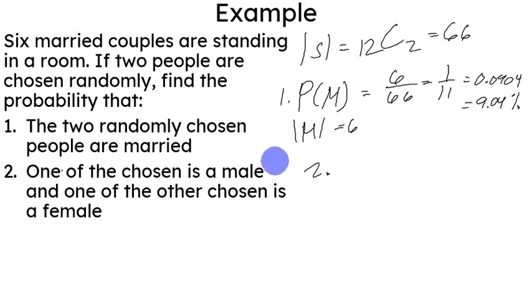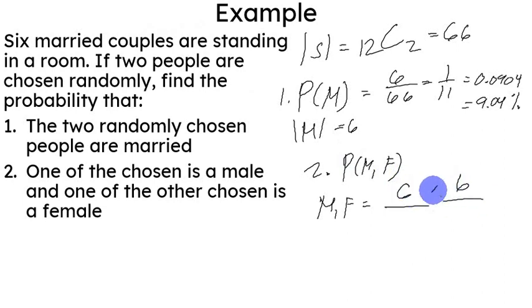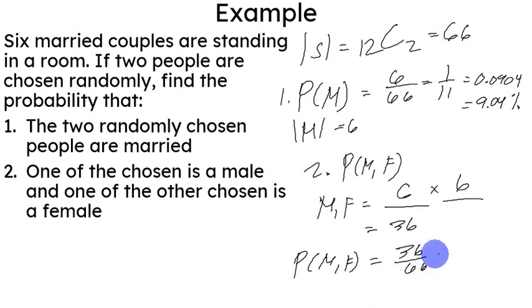For number 2, one of the chosen is male and the other chosen is female. It doesn't seem that order is important. So that means the number of ways of choosing a male, if we have 6 married couples, we have 6 males, and choosing females is 6. Since order isn't important, we don't need to swap out the 2. It will just be the same. 6 times 6, 36. That would mean that the probability of choosing 1 male and 1 female in any order will be 36 over 66, or 6 over 11 in lowest terms.